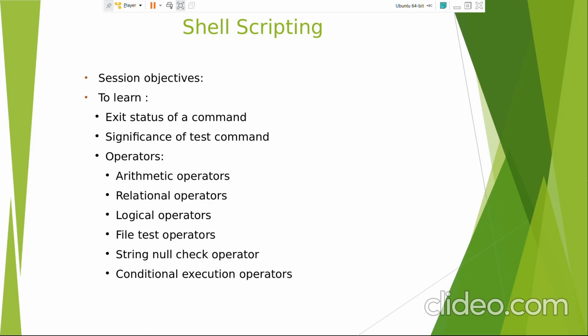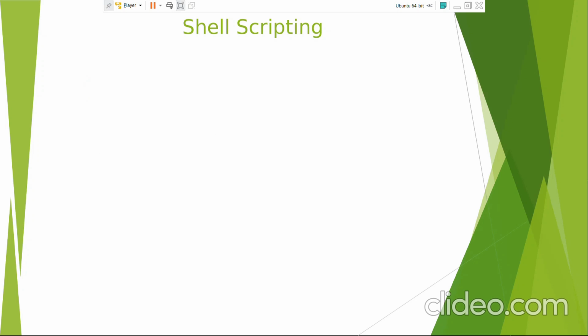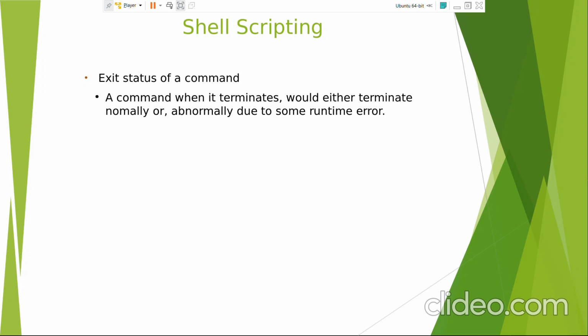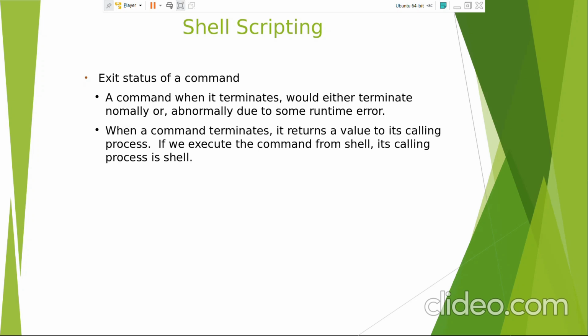First, to talk about the exit status of the command. What is exit status of a command? So when a command executes and when it just terminates, a command would terminate at some point of time. When it terminates, it would either terminate normally or it would terminate abnormally due to some runtime error. So there are only two options. So when a command terminates, it returns a value to its calling process. It returns a value indicative of its status of termination.